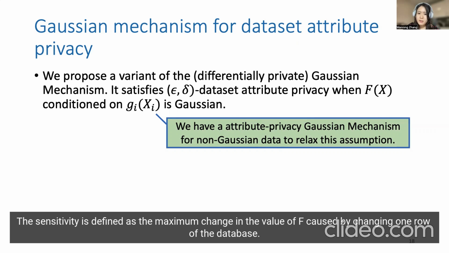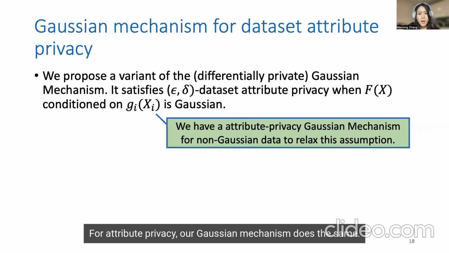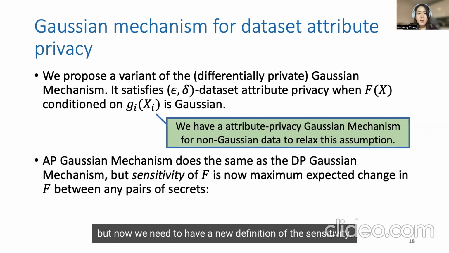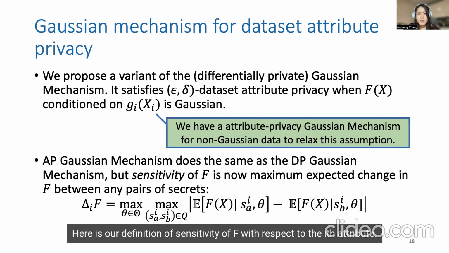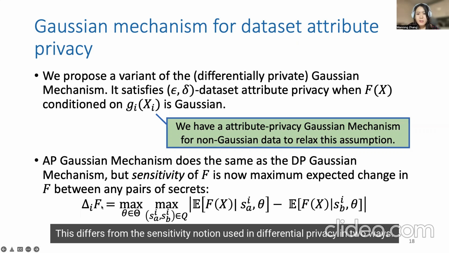And the sensitivity is defined as the maximum change in the value of f caused by changing one row of the database. For attribute privacy, our Gaussian mechanism does the same, but now we need a new definition of the sensitivity. Here is our definition of sensitivity of f with respect to the ith attribute. This differs from the sensitivity notion used in DP in two key ways.